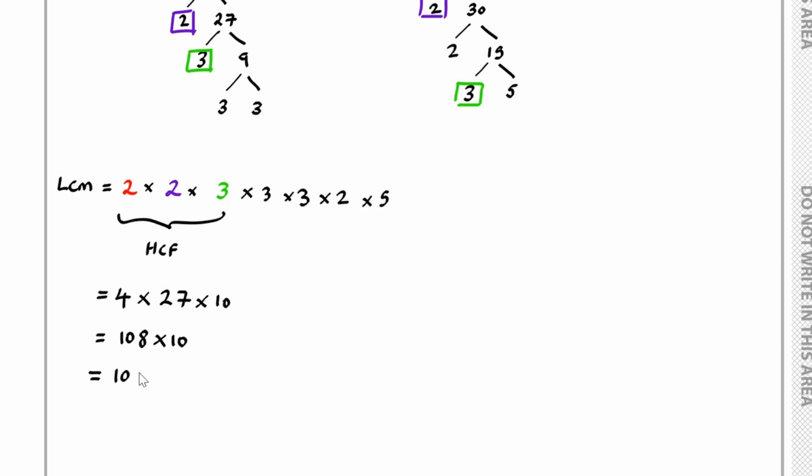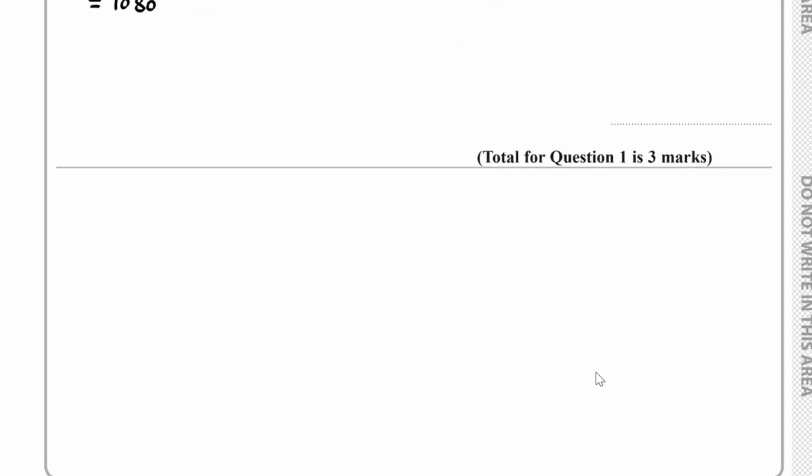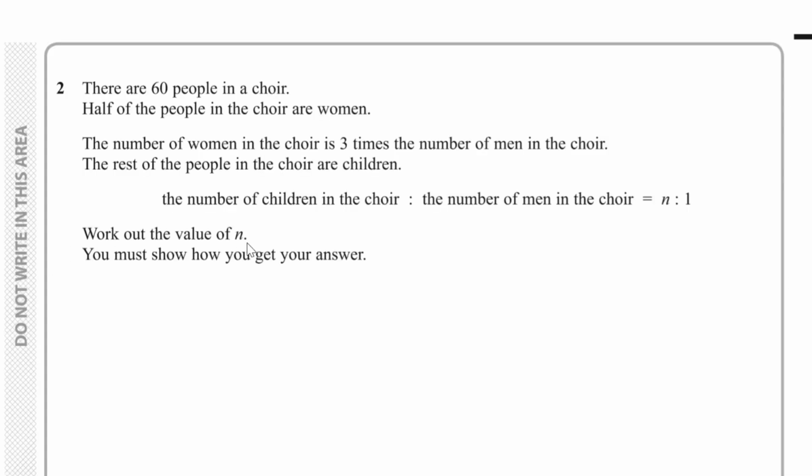So the lowest common multiple is 1080. Let's just write that down for our answer. We have the lowest common multiple being 1080. Question 2. There are 60 people in a choir. Half of the people in the choir are women.